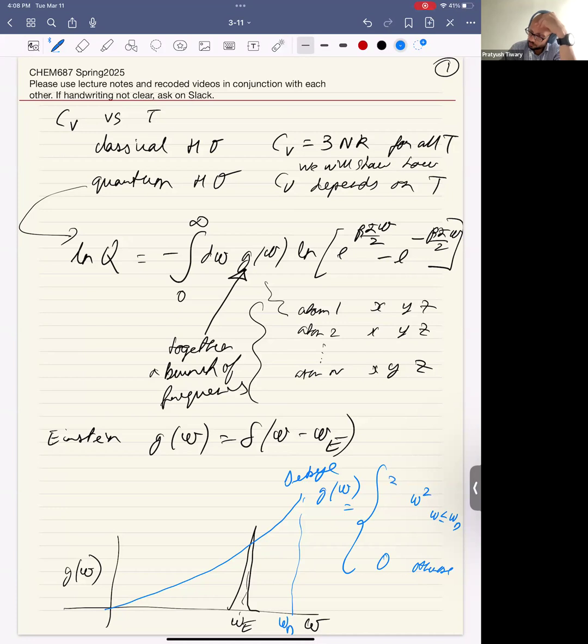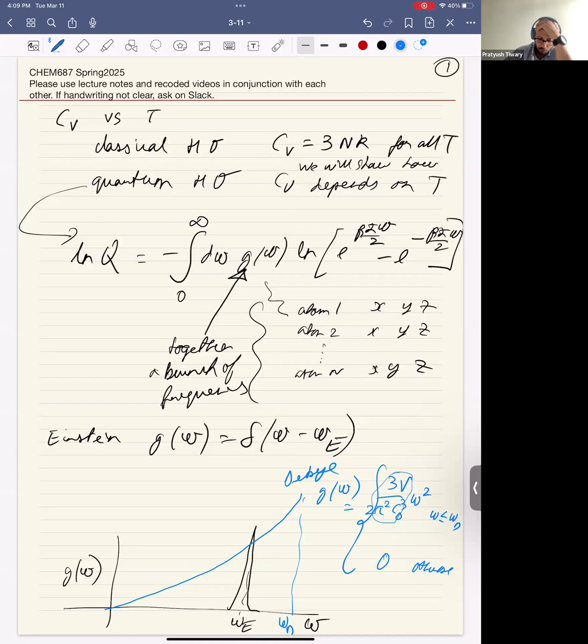And this proportionality constant can be calculated. It comes from the elastic theory of solids. I can refer you to material if you're interested in studying. It happens to be 3 multiplied by the volume of the solid divided by 2 pi square times the speed of sound in that solid, Cs, whole cube. It's some constant, okay? So we are not going to care about it.